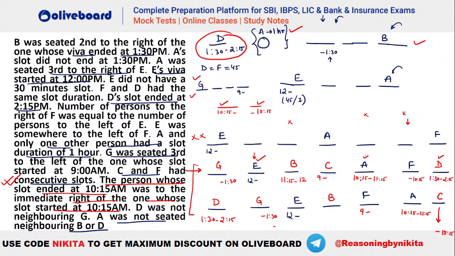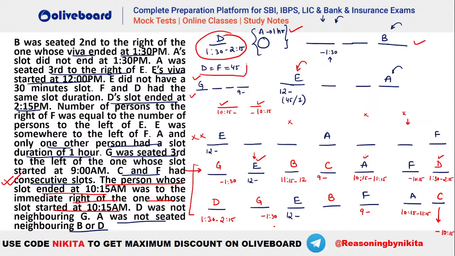That's also a possibility. Now we know that E has to be a slot duration of 45 minutes or 1 hour. So let's say we take 12 to 12:45. So if this is 12 to 12:45, the next should be 12:45 to 1:30 and G will be 12:45 to 1:30, no problem. Similarly, अगर E को 1 hour लिया, so 12 to 1, and if 12 to 1 is there, then G will be 1 to 1:30, right?